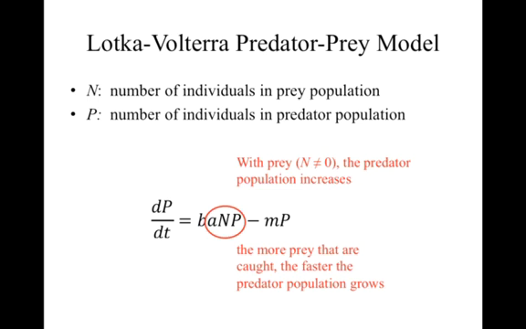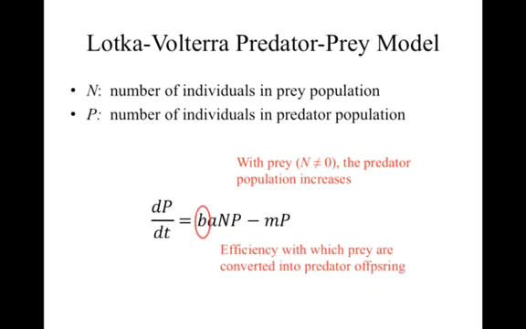So again, that's exactly the same term that we saw in the prey equation. The more prey that are caught, the faster the predator population grows. But we have this other constant, b, and b is the efficiency with which prey are converted into predator offspring.